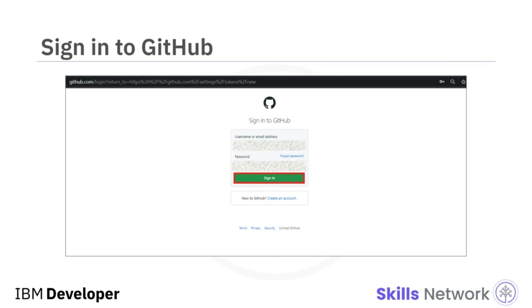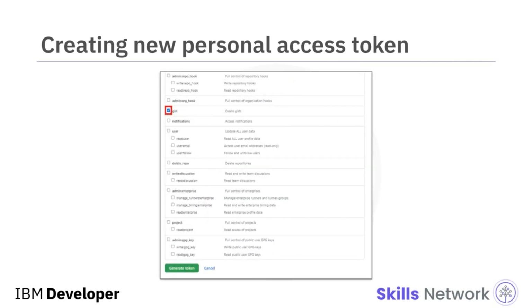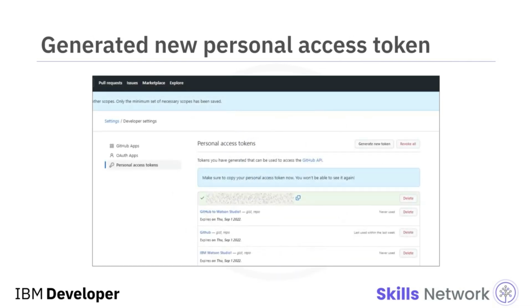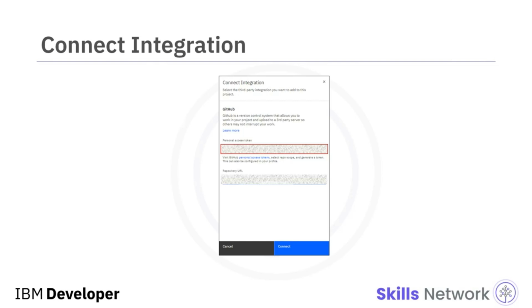Then click Sign In. To create a new personal access token, provide the description of the token, and to define the access for personal tokens, under Select Scopes, select Repo. Next, ensure GIST is selected and click Generate Token. In the Personal Access Token page, copy the generated access token by clicking the Copy icon. Now, go back to the Connect Integration area and add the generated token.